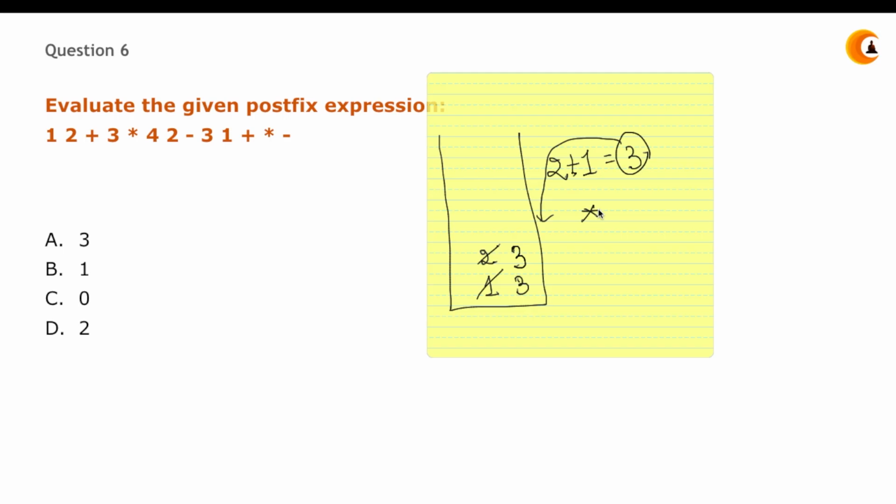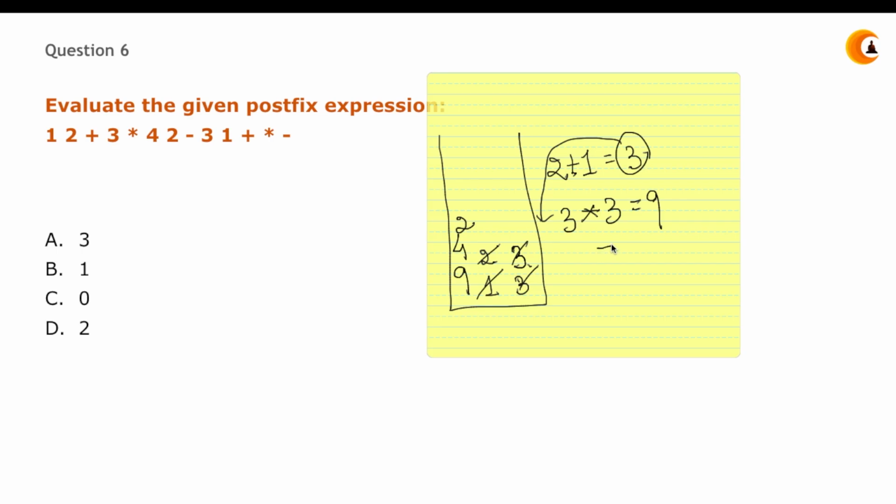We have multiplication. So pop out this 3. This 2, 3 will be popped out. So the answer will be 9. Now what will go into the stack? 9 will go into the stack. Now what do you have? You have 4. Push it in. Then again 2. Push it in. Right? Now it's minus.